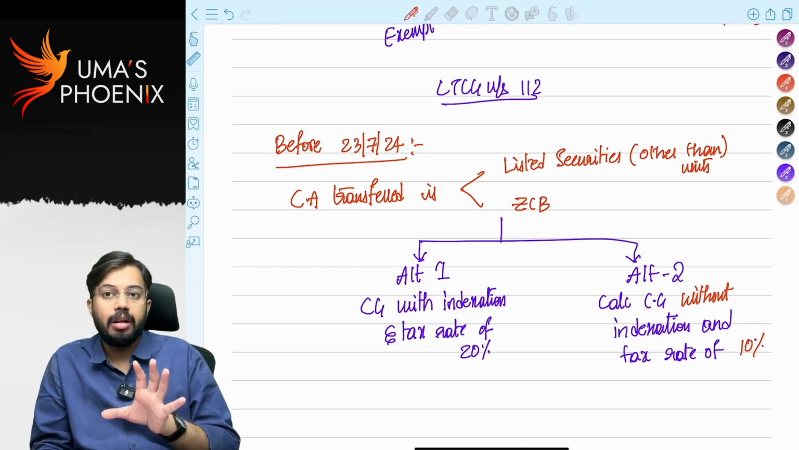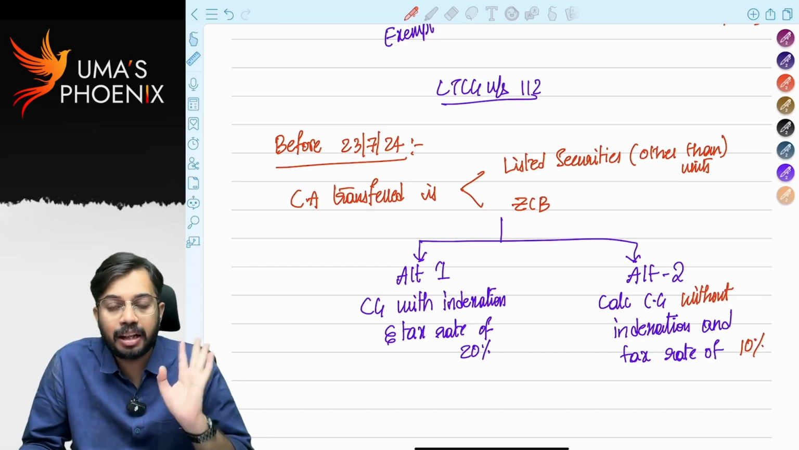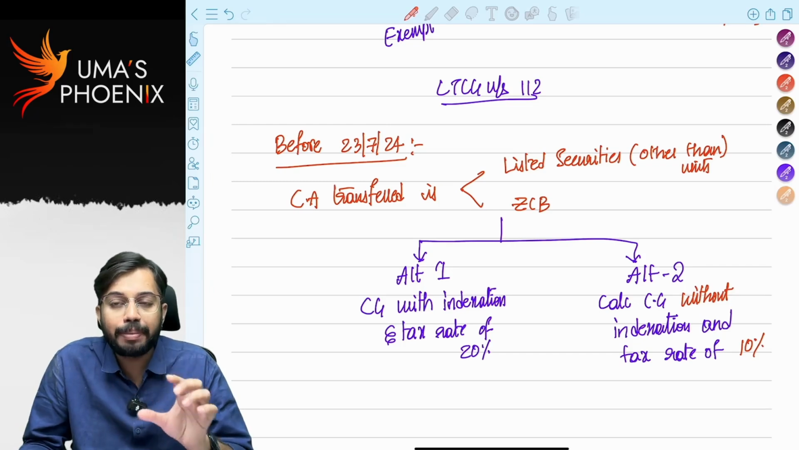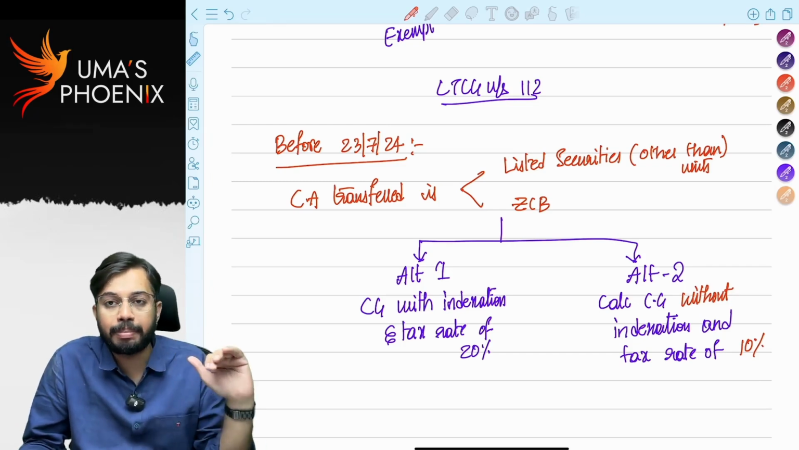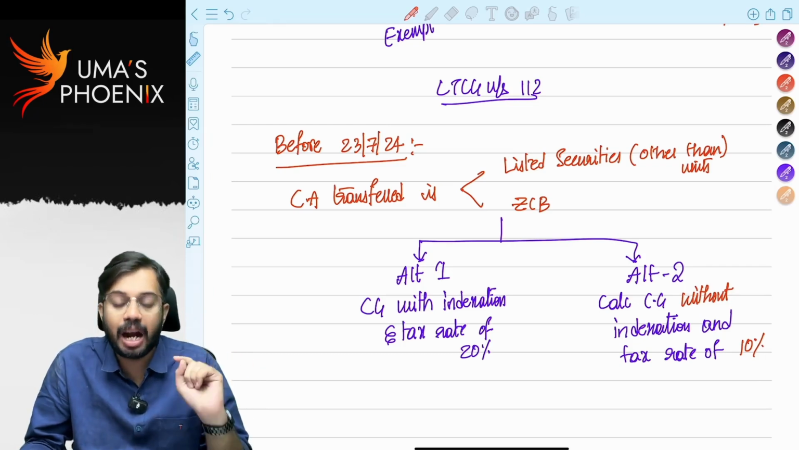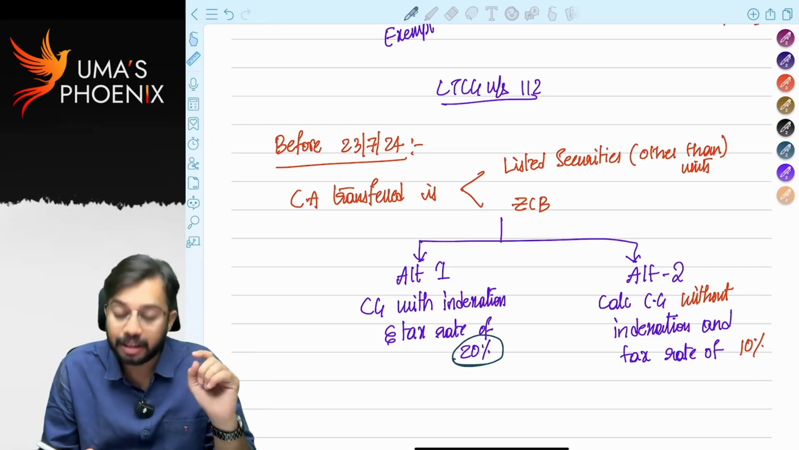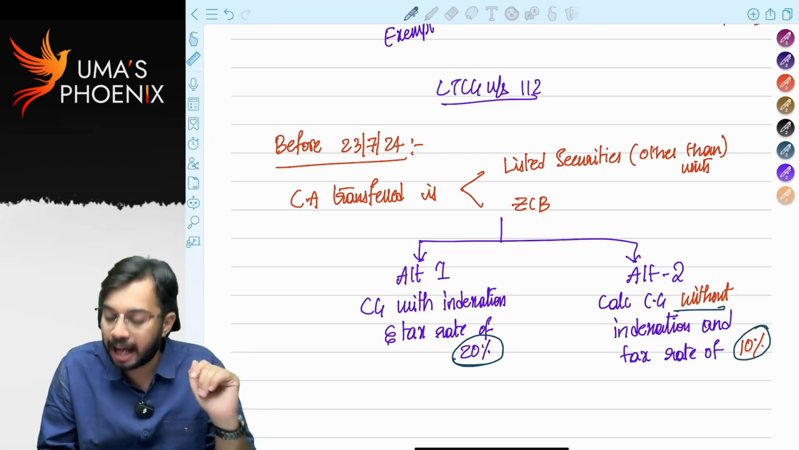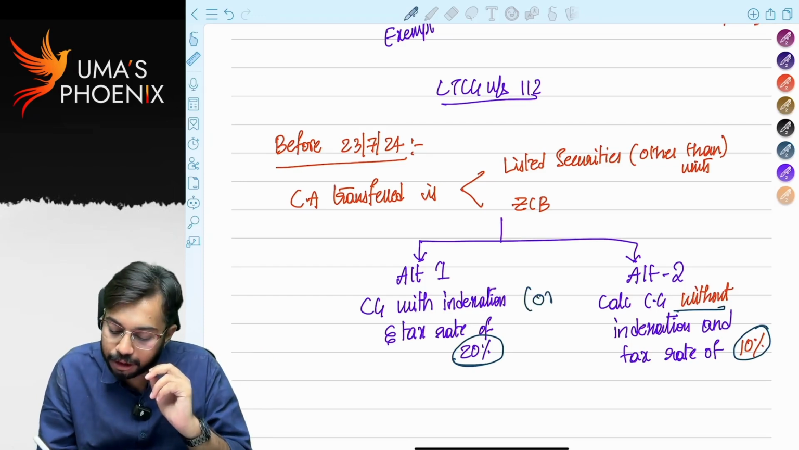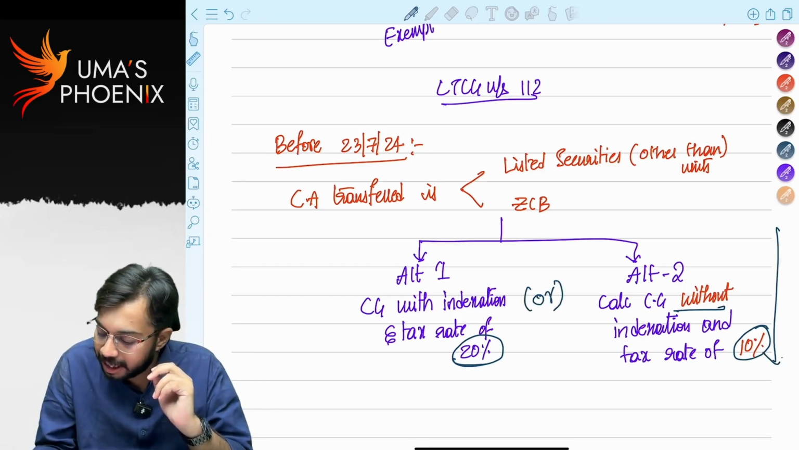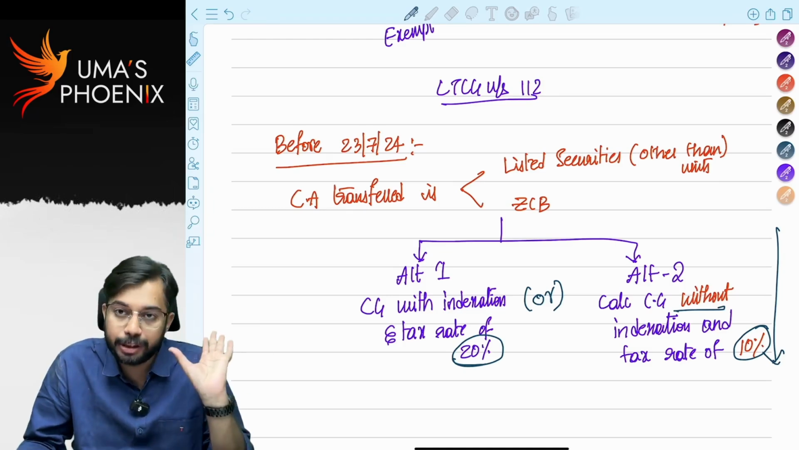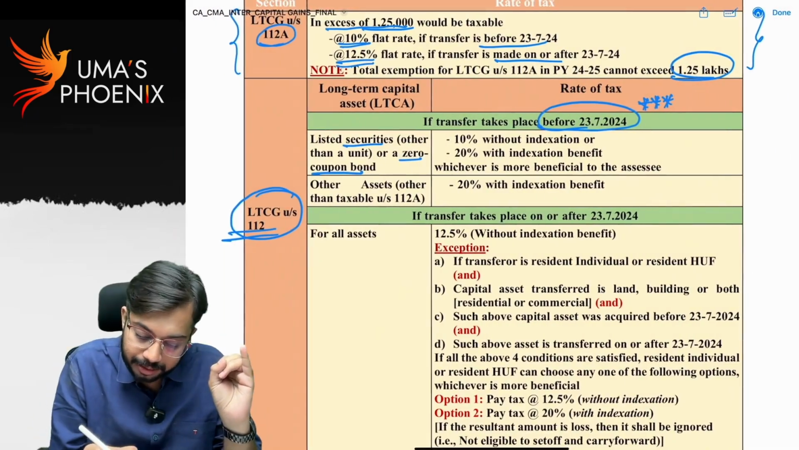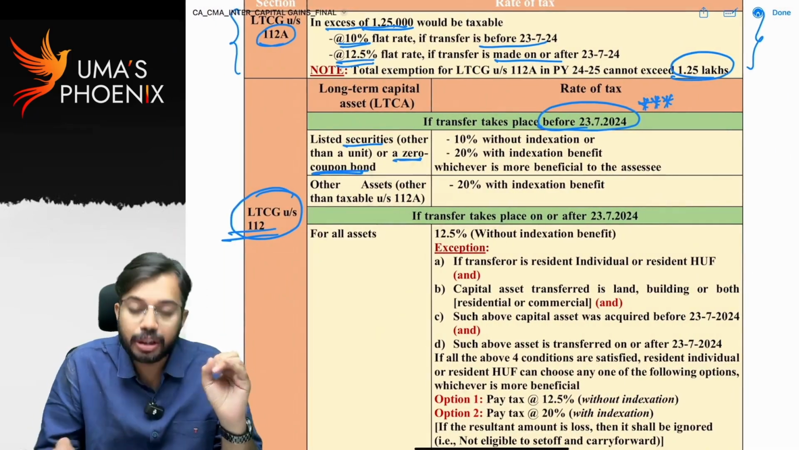That means on transfer of listed securities other than units and zero coupon bonds, we will calculate capital gains twice. First, we will calculate capital gains by taking the indexation benefit and applying a tax rate of 20%. Next, we will calculate capital gains without taking the indexation benefit and applying a tax rate of 10%. Out of these two options, wherever the assessee gets lower tax, that option we will choose. Okay, so for listed securities other than units and zero coupon bonds, you have the option.